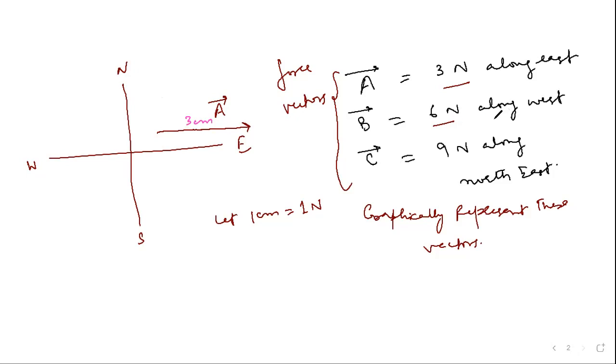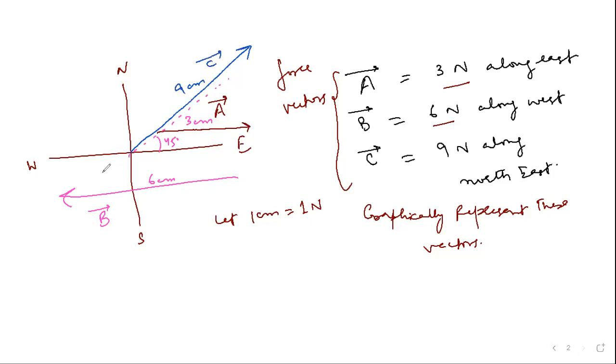Then I have 6 Newton along west. So B vector will be double its length. This will be B vector, and this length will be 6 centimeter. You have to ensure its length to be 6 centimeter. 6 centimeter will indicate 6 Newton, right? Then I have 9 Newton along northeast. Northeast means the direction which bisects this. You have to make here a 45-degree angle. This is the meaning of northeast, right? So my another vector C will be along northeast, and its length will be how much? 9 centimeter. This will be my C.